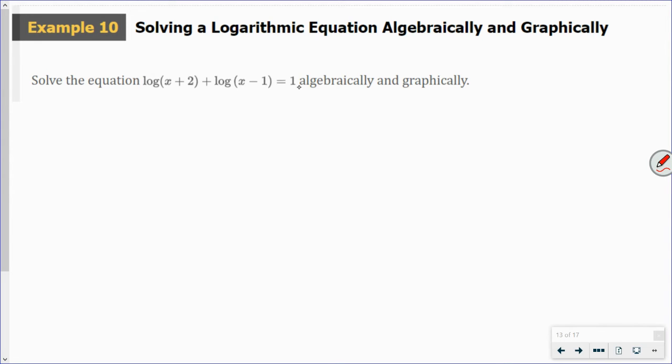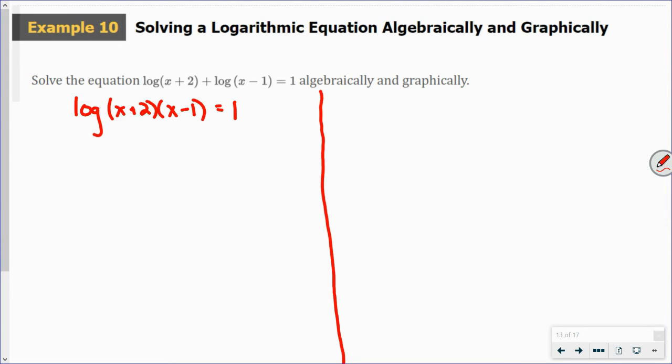Okay, so algebraically and graphically, we kind of looked at that with exponential. We'll look at that with logarithmic as well. So algebraically first, I have 2 logs over here. I need to combine that with addition. So we have log of (x plus 2)(x minus 1) equals 1. So I'm going to multiply those.